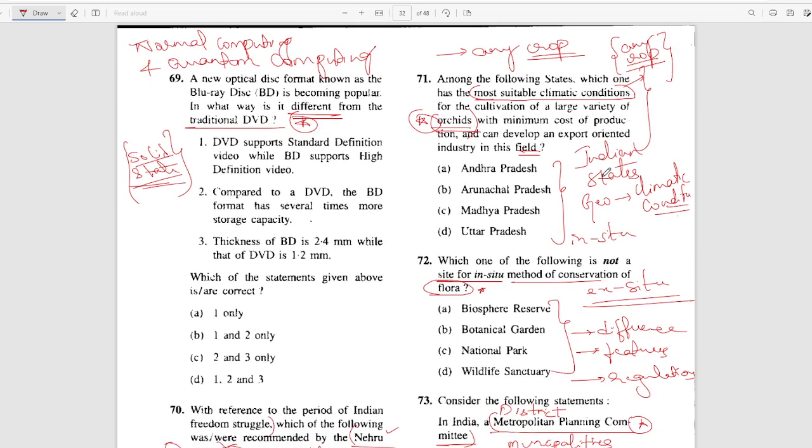So here, Andhra Pradesh, Arunachal Pradesh, Madhya Pradesh, and Uttar Pradesh. Even if they have given these, you have to go through at least these states and the major crops that they grow here. And what is Uttar Pradesh famous for, Madhya Pradesh famous for, Arunachal Pradesh famous for, and Andhra Pradesh famous for, and also other states. Major crops that are grown and the crops which are most suitable to be grown in that particular state.